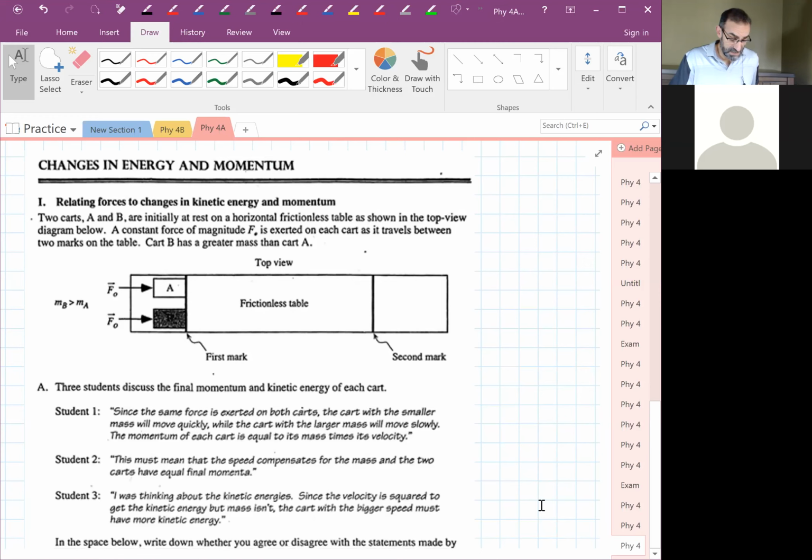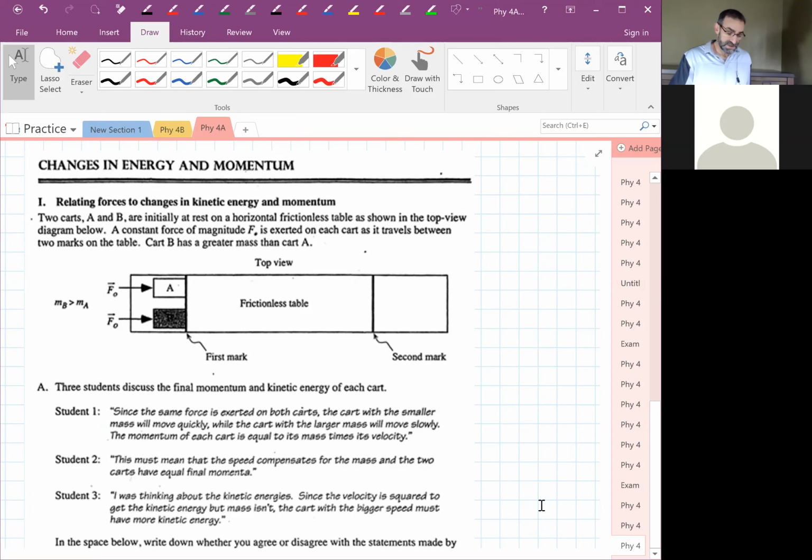And student three says, I was thinking about kinetic energy. Do you agree with them? Were they really thinking about kinetic energy? Since the velocity is squared in kinetic energy, but the mass isn't, the cart with the bigger speed will have more kinetic energy. Okay, so again, stating some stuff that we know. Kinetic energy is mass times velocity squared.